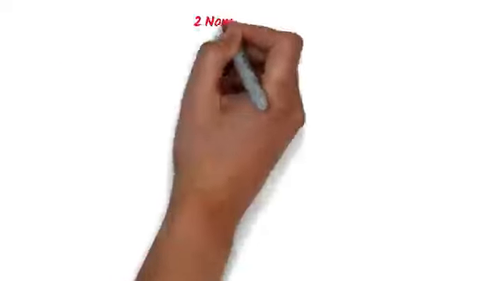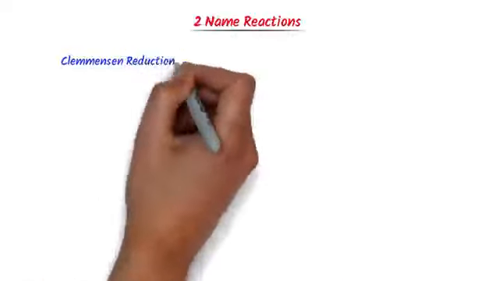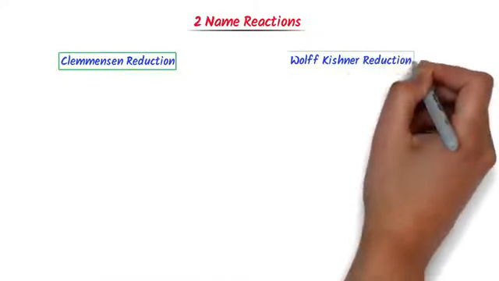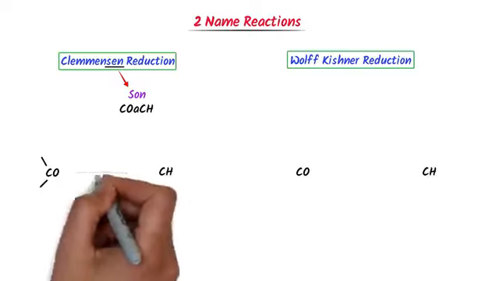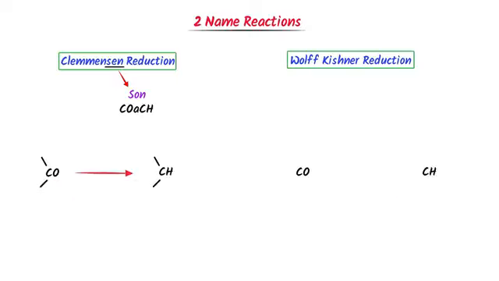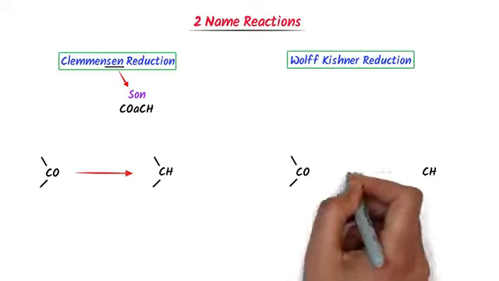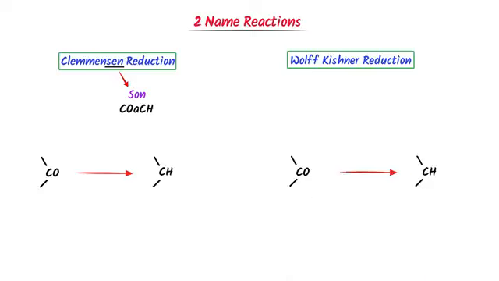Now let me teach you two more reactions: Clemmensen reduction reaction and Wolff-Kishner reduction reaction. Now listen carefully. In Clemmensen, there is a word son. We know that every son needs a coach. Remember that I write here CO and I write there CH. Similarly, I write here CO and I write there CH. This CO is the reactant and this CH is the product.